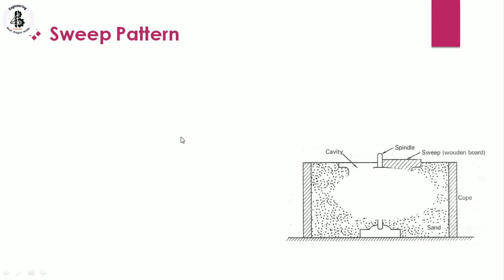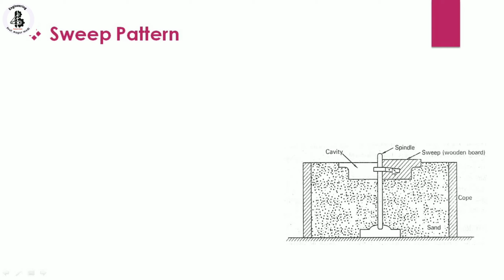The next is the sweep pattern. Just you can see there will be the setup for the sweep pattern. So here that will be the cope part, and into the cope there is filling with sand. And just you can see at the center there will be a spindle. And the spindle will be attached with a sweep, or in a simple way that will be the wooden board. This wooden board will easily rotate around this spindle. By the rotation of this sweep, or you can say wooden board, it forms a cavity.